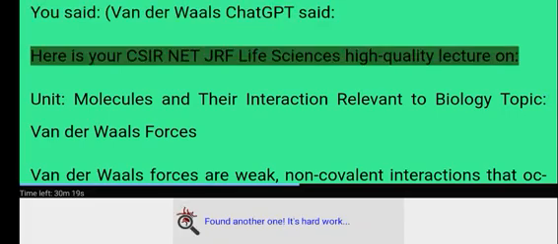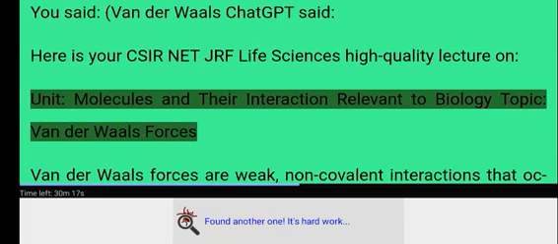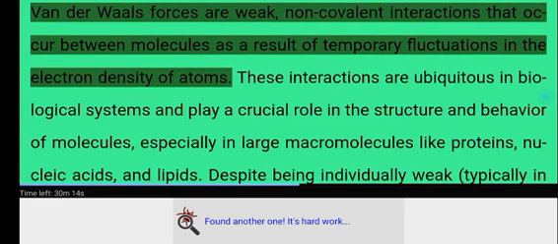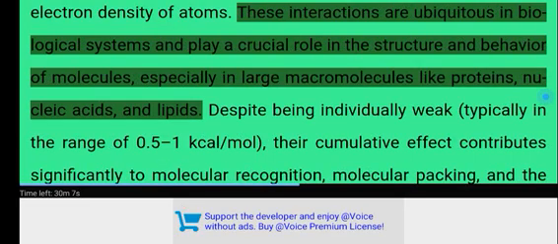Here is your CSIR NET JRF Life Sciences high quality lecture on the unit molecules and their interaction relevant to biology. Topic: Van der Waals forces. Van der Waals forces are weak, non-covalent interactions that occur between molecules as a result of temporary fluctuations in the electron density of atoms. These interactions are ubiquitous in biological systems and play a crucial role in the structure and behavior of molecules, especially in large macromolecules like proteins, nucleic acids, and lipids.